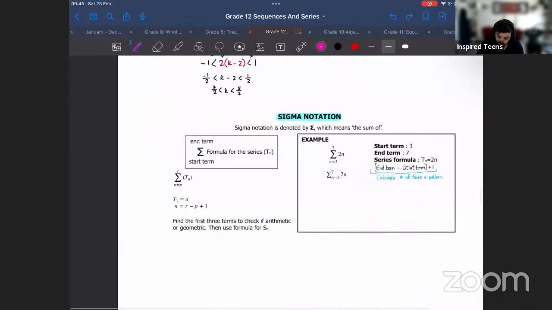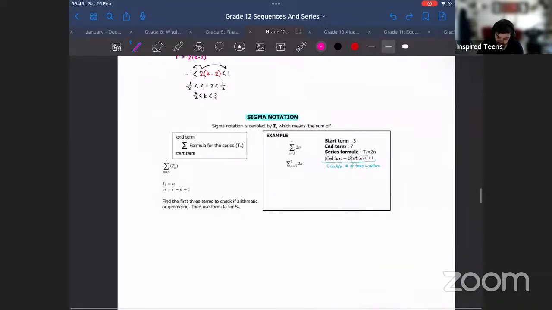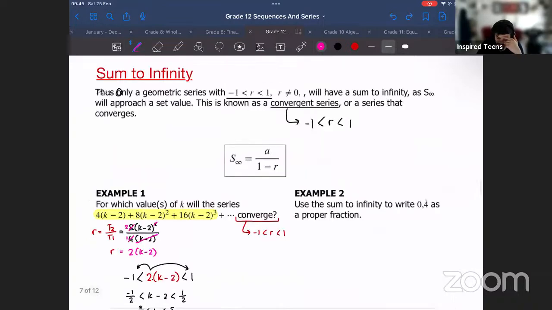Okay, let's move on to sigma notation. So that was series converge. Actually, what is this? Sum to infinity.